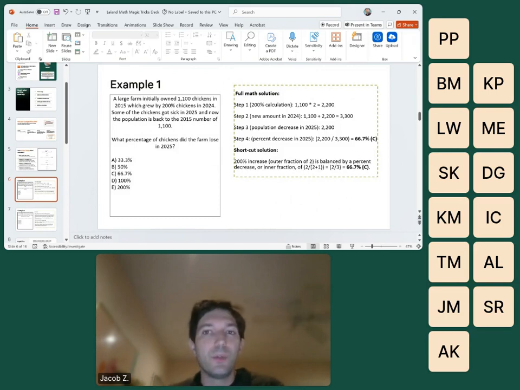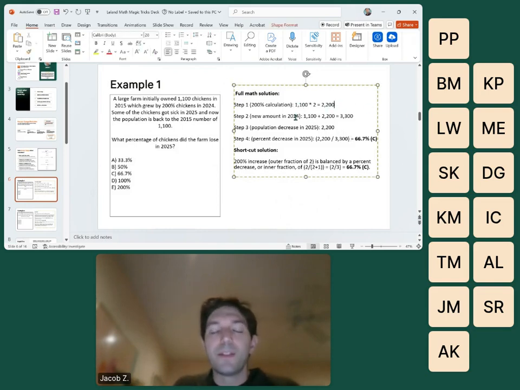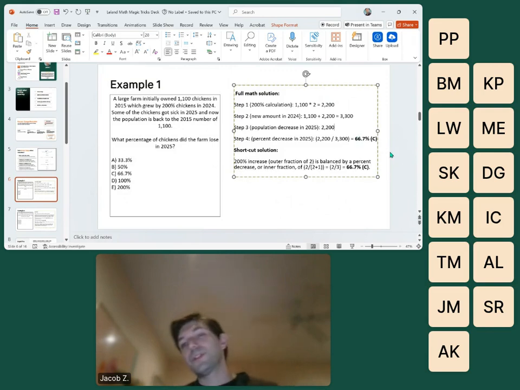Again, you can do the full math solution, and I'll show that for you here. The first step is to do the 200% calculation. So 200% of 1,100 is 2,200. Fine. The new amount of 2024, you add that. So the 2,200 plus 1,100, 3,300. Then you need to do the percent decrease, which again, is 2,200 because you go back to that 1,100.